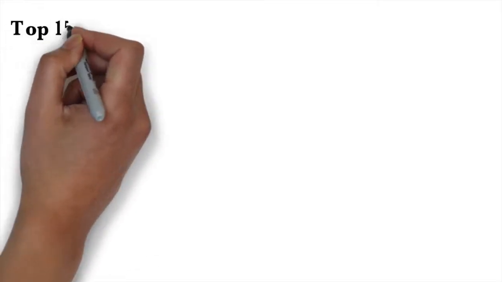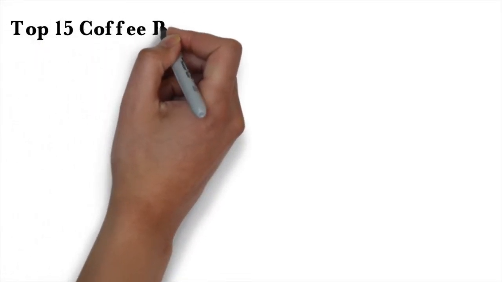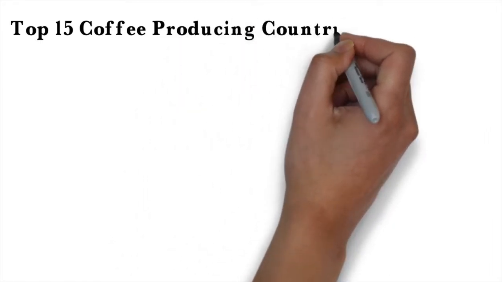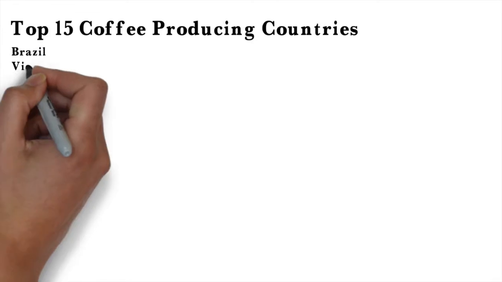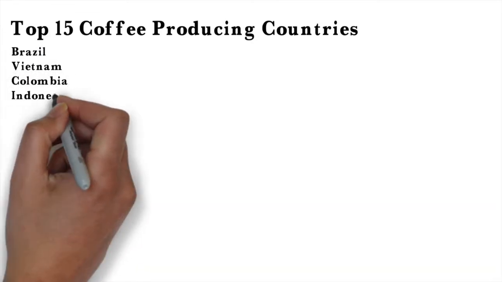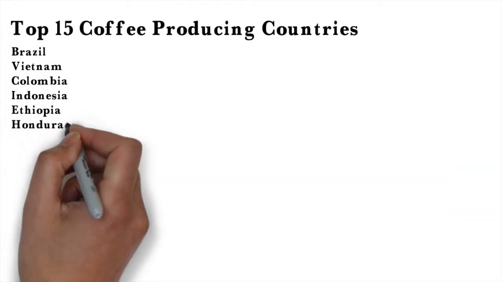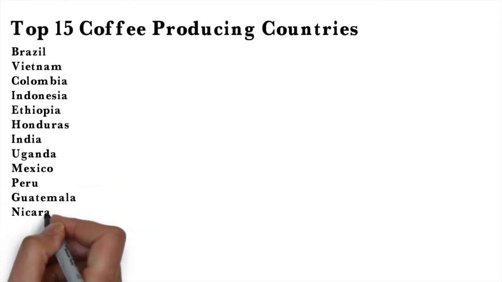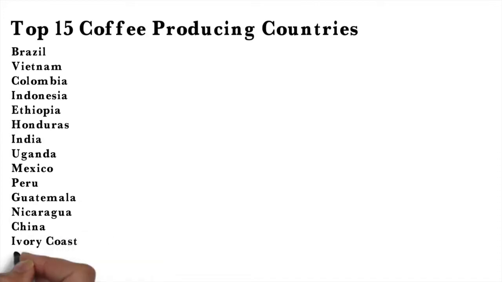Coffee is produced in several countries along the equator. The top 15 countries that produce coffee, in order, are Brazil, Vietnam, Colombia, Indonesia, Ethiopia, Honduras, India, Uganda, Mexico, Peru, Guatemala, Nicaragua, China, the Ivory Coast, and Costa Rica.